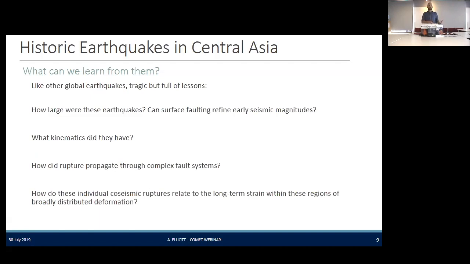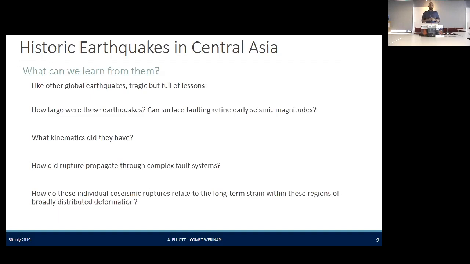We also want to understand what kinematics these individual earthquakes had. Because of this large, vast network of faults, it's important to understand how individual earthquakes contribute to the overall strain that accumulates in one of these deforming zones. Vice versa, how does the strain that's imposed upon the region manifest in individual earthquakes? And so we want to understand how the individual earthquakes relate to the larger deformation, in both directions. If we can measure the displacement fields and crustal velocities, what does that mean for earthquake hazard?